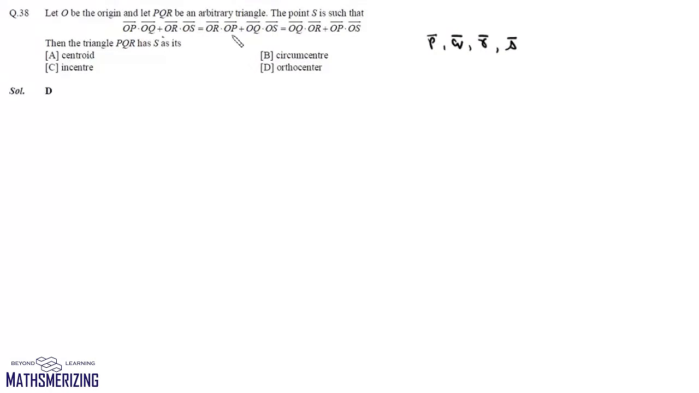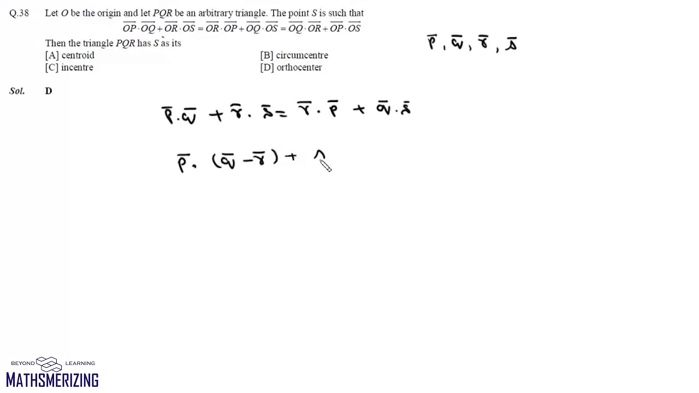Now from these first two expressions we can write P dot Q plus R dot S is equal to R dot P plus Q dot S. Now we'll take P together, so we'll write P dot (Q minus R), and here we'll take S together, so it will be S dot (R minus Q) equals 0, or we can write (P minus S) dot (Q minus R) is equal to 0. Now this is vector SP and this is vector RQ.